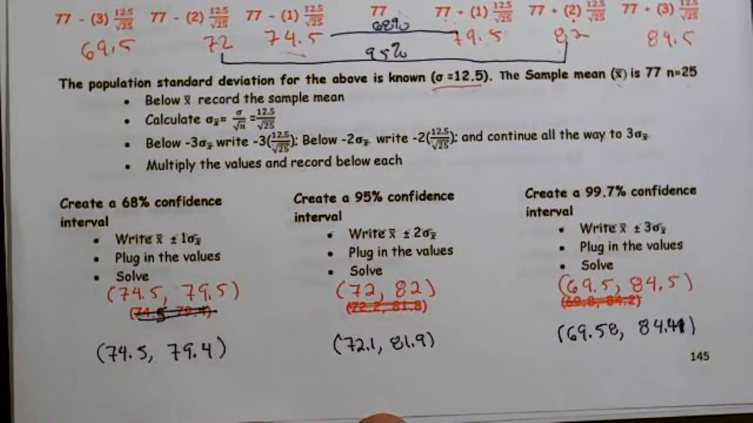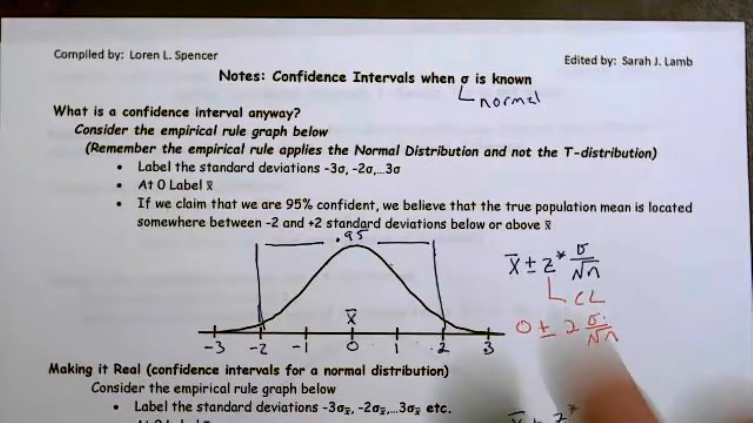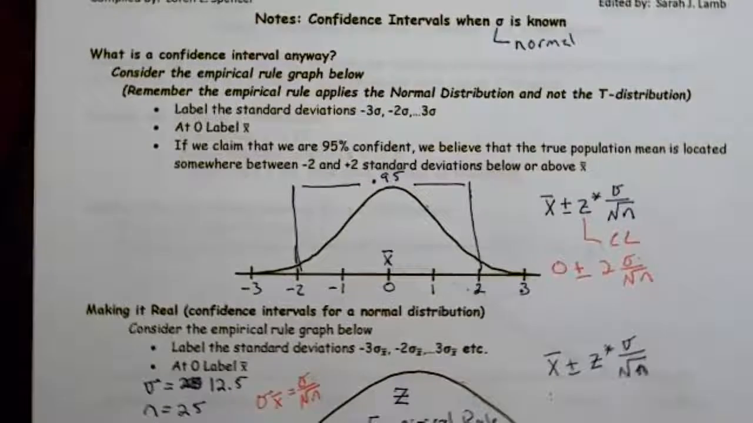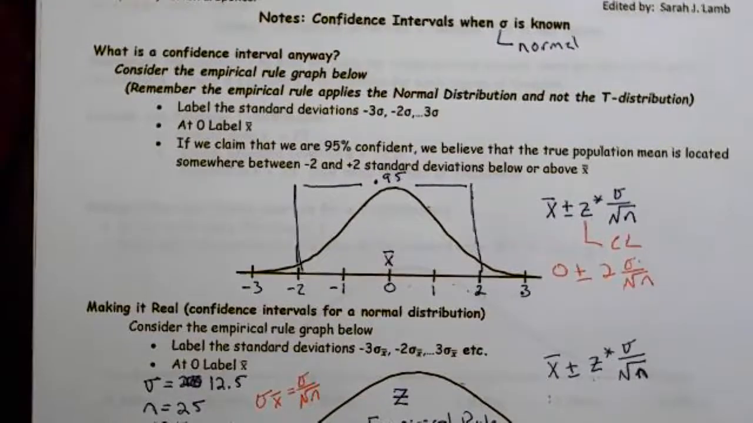All right. So that is working with a confidence level when the standard deviation of the population is known. In this case, we're able to work with a normal. Hopefully that'll help. The next one we will do when the standard deviation of the population is not known, and we'll have to work with a T.